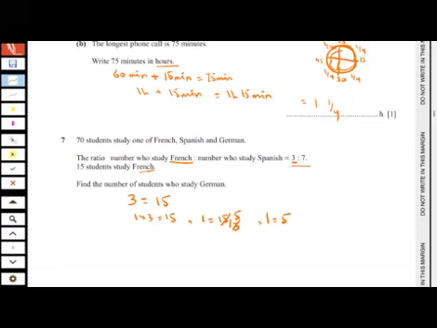So the number who study Spanish is equal to 7. We can write 7 as 1 cross 7, where 1 is equal to 5. So 5 cross 7, 7 fives is 35. We have to find the number of students who study German.